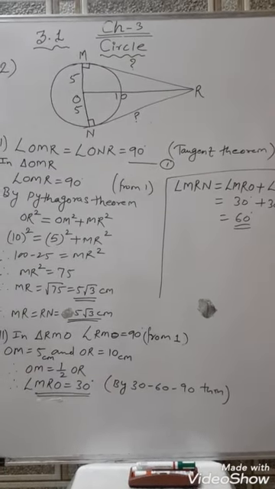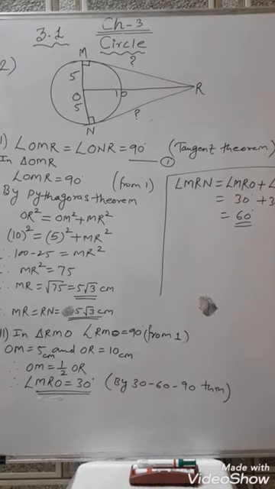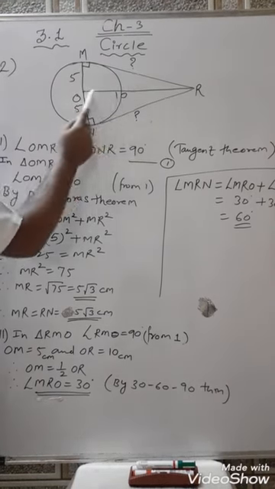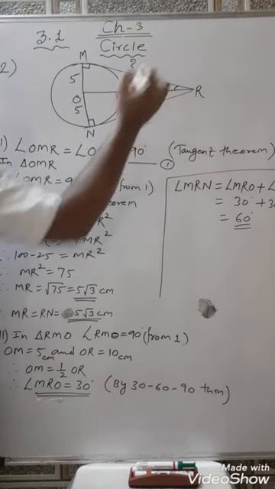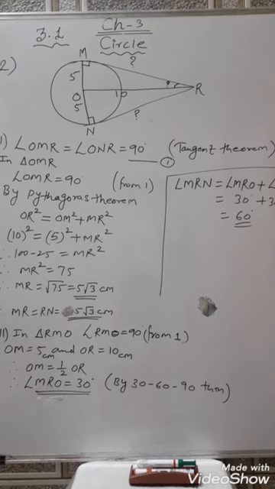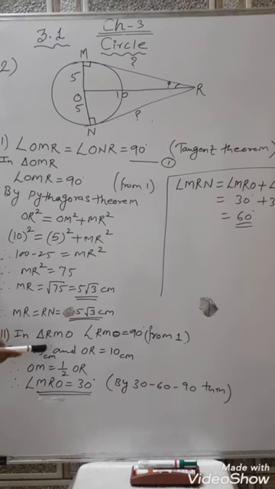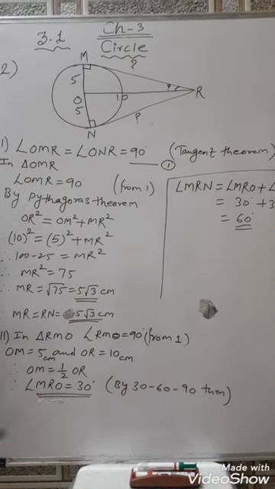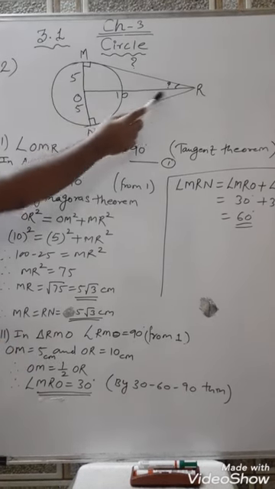Now the second part. It is given, what is the measure of MRO? Now you have to find the measure of MRO. This angle you have to find out. So how do you find this angle? In triangle MRO, again M is 90 degrees from before. OM is given as 5, OR is given as 10.